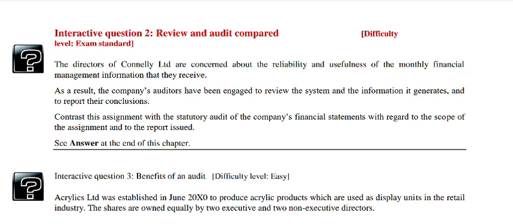Interactive question 2. Review and audit compared. Difficulty level: exam standard. The directors of Conali Limited are concerned about the reliability and usefulness of the monthly financial management information that they receive. As a result, the company's auditors have been engaged to review the system and the information it generates and to report their conclusions. Contrast this assignment with the statutory audit of the company's financial statements with regard to the scope of the assignment and to the report issued.